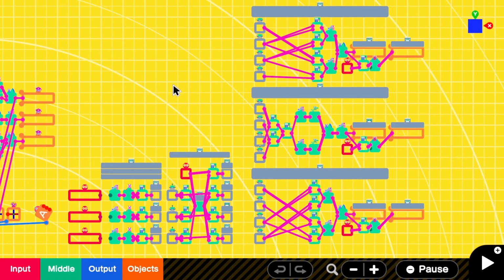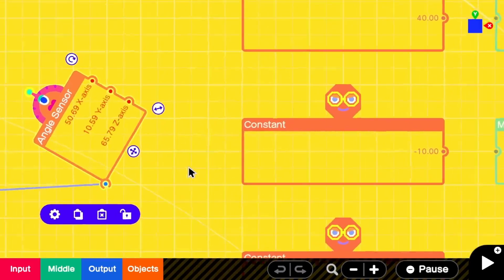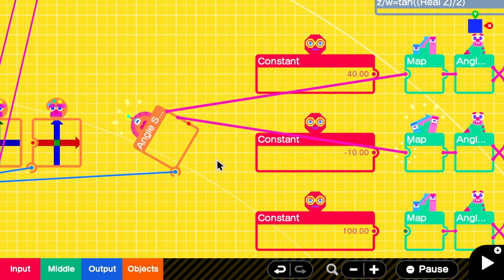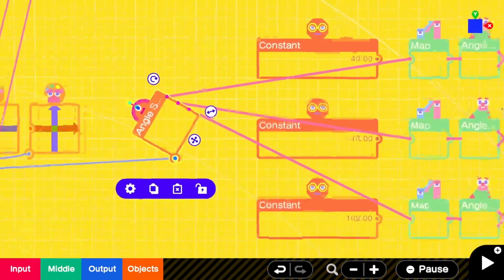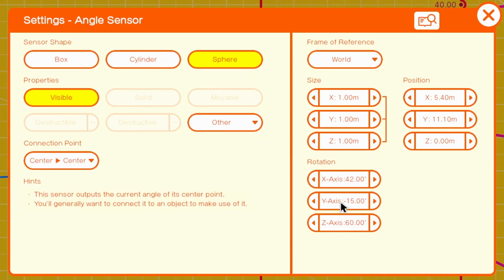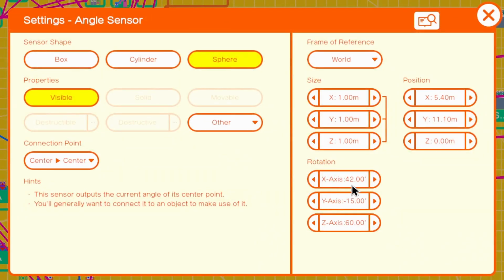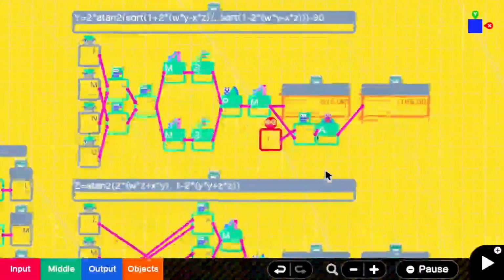And then for the other way around, there's another set of equations that I've replicated here. For example, I have this angle sensor that has these three specific outputs. If I put these three outputs into the inputs of this calculator, what this calculator does is look at these three real angles of the object and try to reverse engineer the three Euler angles that we used to generate it. And if we look, this is set to 42, negative 15, and 60, and we can see here that the outputs say 42, negative 15, and 60.